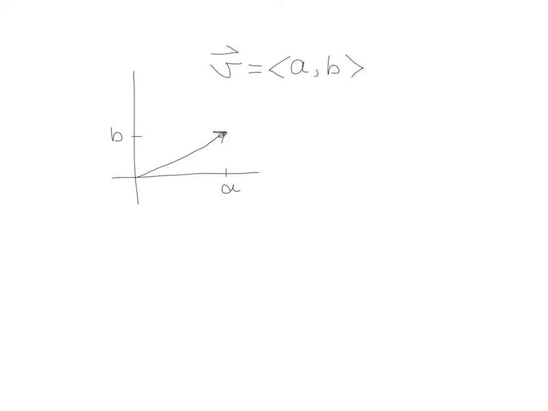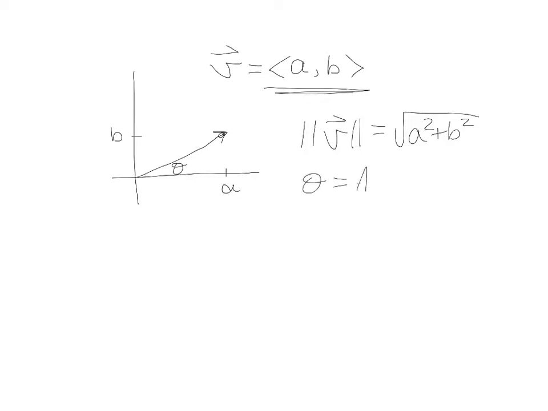So here what you see is a vector which is listed as a comma b, and we have these braces rather than parentheses to indicate that it's a vector. So for this particular vector, we see that its magnitude is simply equal to the square root of a squared plus b squared, and the angle theta that it makes is simply the arctan of b over a.